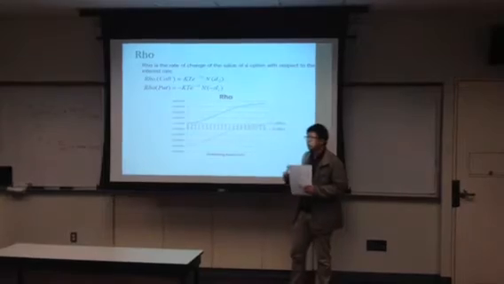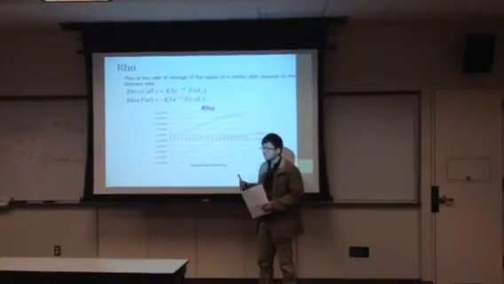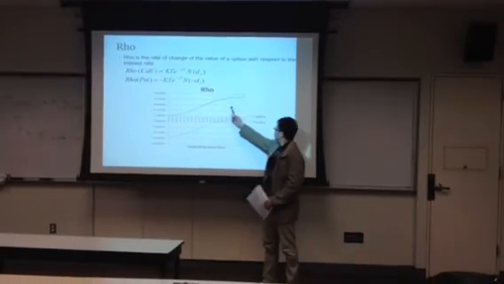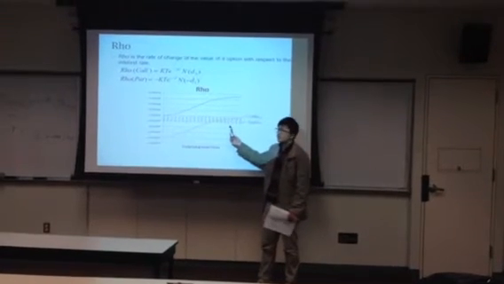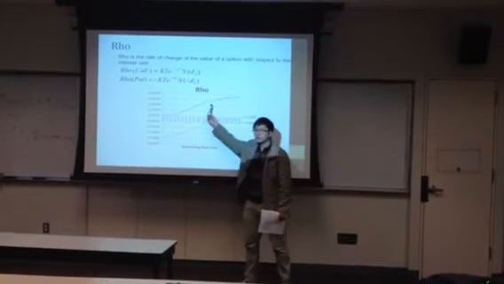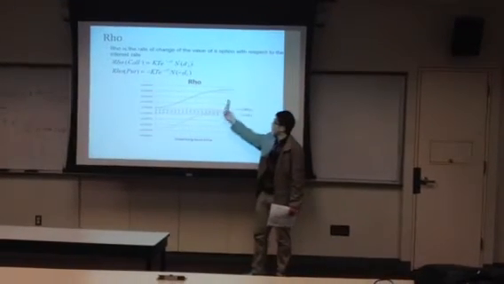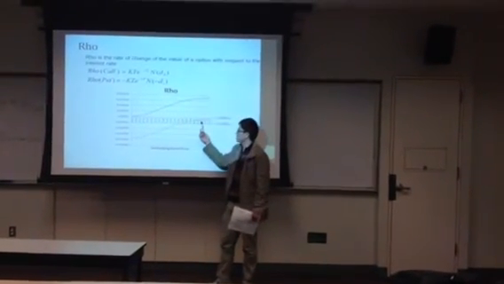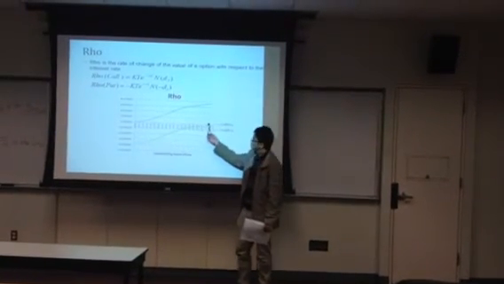Let's go to the rho. Rho is the rate of change of option price with respect to interest rate. It's the risk-free interest rate. We should see here, first, the call rho is always positive, and the put rho is always negative. Another thing is that the absolute value of call rho goes bigger when the underlying asset price goes bigger, however, the absolute value of put rho goes to 0.